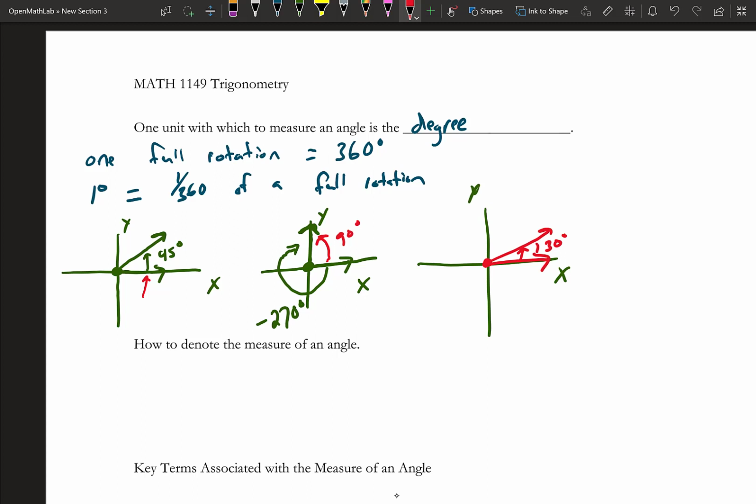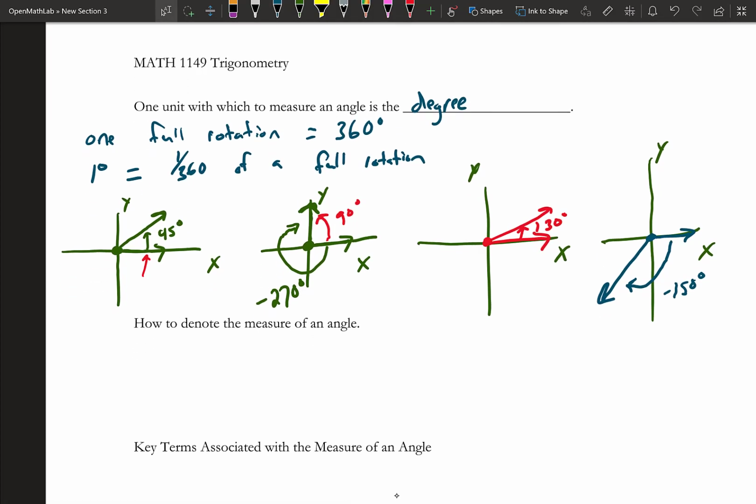So then, if I draw another XY plane, here's my vertex, there's my initial side, say my terminal side's this way, and we're going from here to here in this direction. So this would be a negative direction, right? I'm going clockwise. So this would be something like negative 150 degrees roughly. So you just want to get familiar with the positive, negative thing.